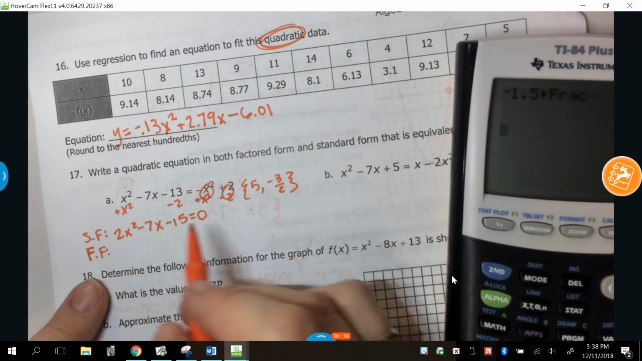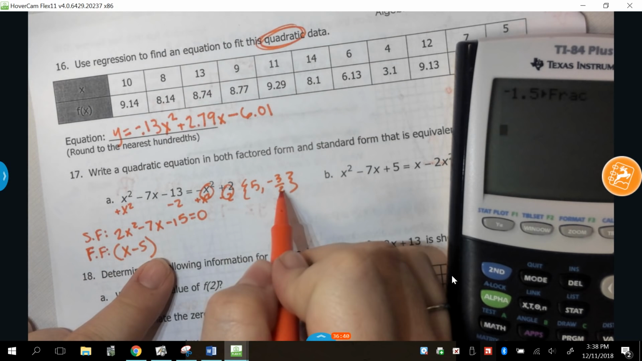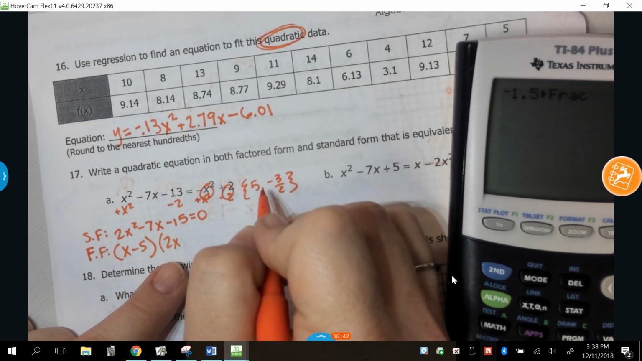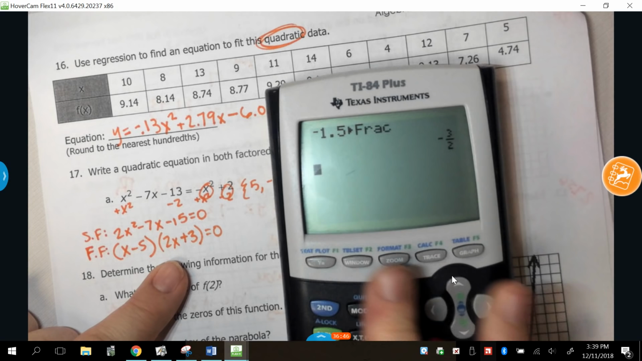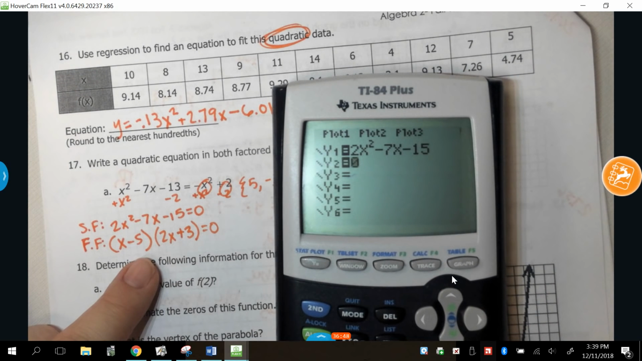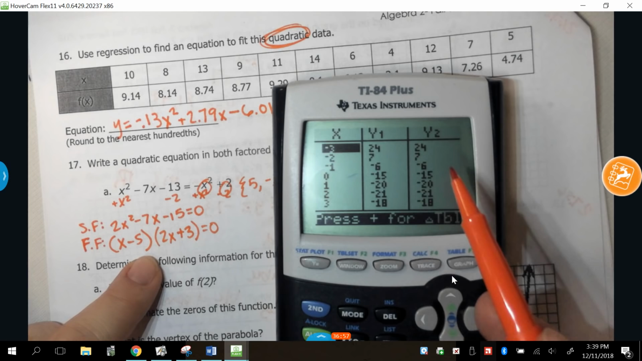So remember, factored form, what's the opposite of 5? X minus 5. And then remember, the 2 goes next to your x. What's the opposite of negative 3? Positive 3. So we can check our work by typing that in y1, this in y2. X minus 5, 2x plus 3. They match, so that is correct.